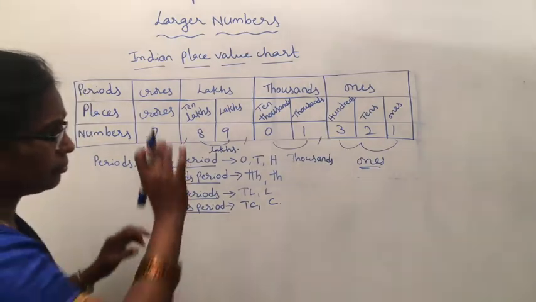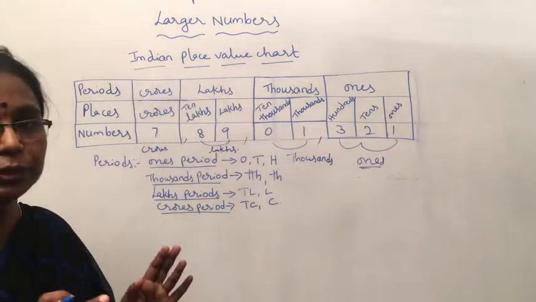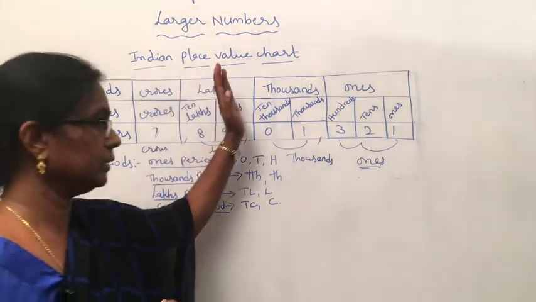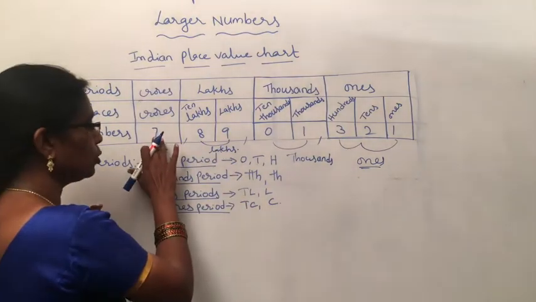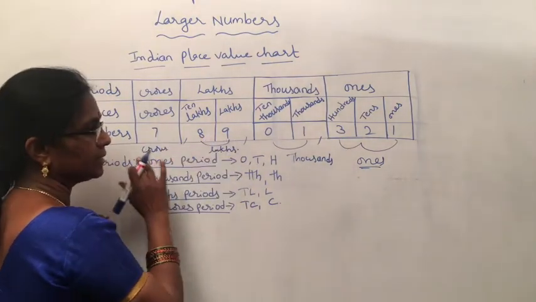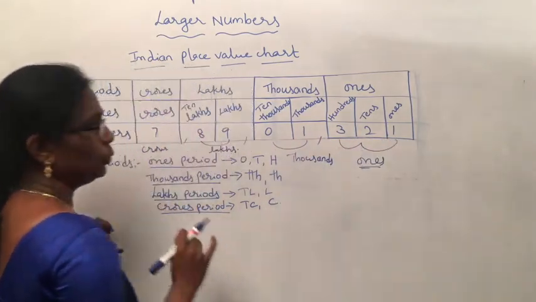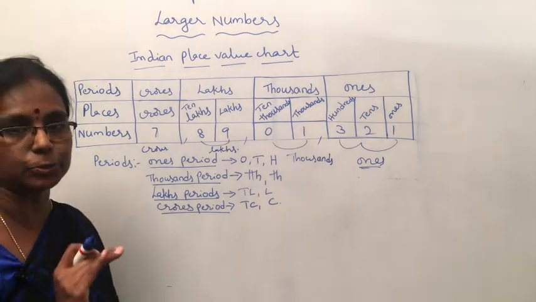Then hundreds, tens, ones together. Why? Because you have to read as per period: crore period, lakhs period, thousands period, ones period. Now how to read? 7 crores, 89 lakhs, 1,321. To write and read the number, first we have to put commas as per periods.